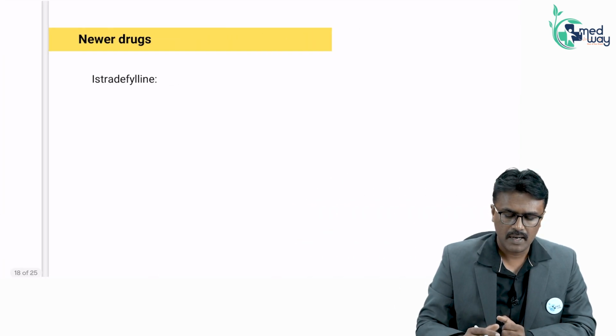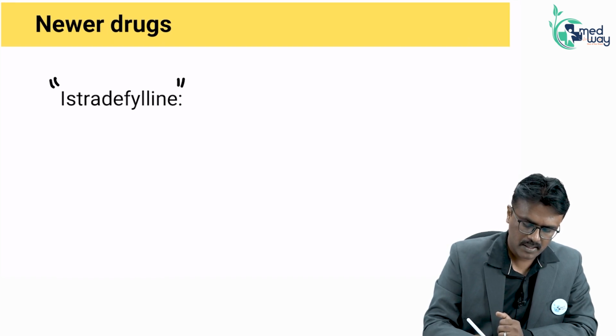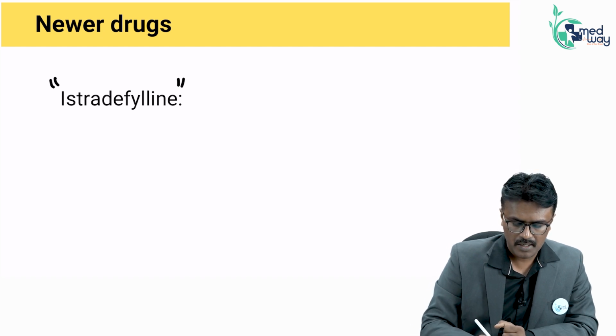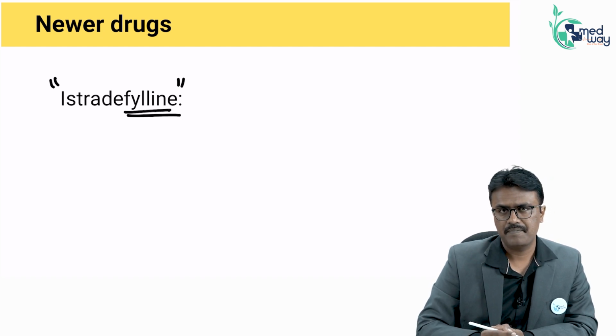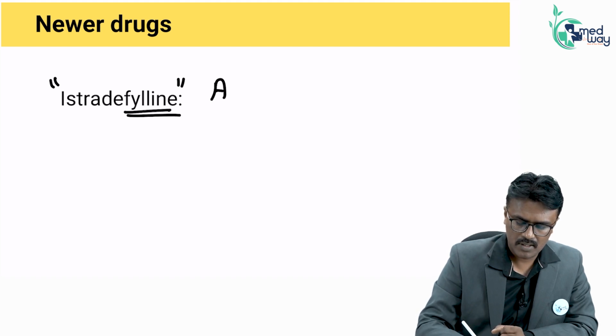So we'll take up some high yield points. Now before that, is there any new drug? Yes, we have a new drug in Parkinson's disease. It is called istradefylline. Usually drugs ending with phylline or fylline have something to do with adenosine. Now this is an adenosine antagonist.